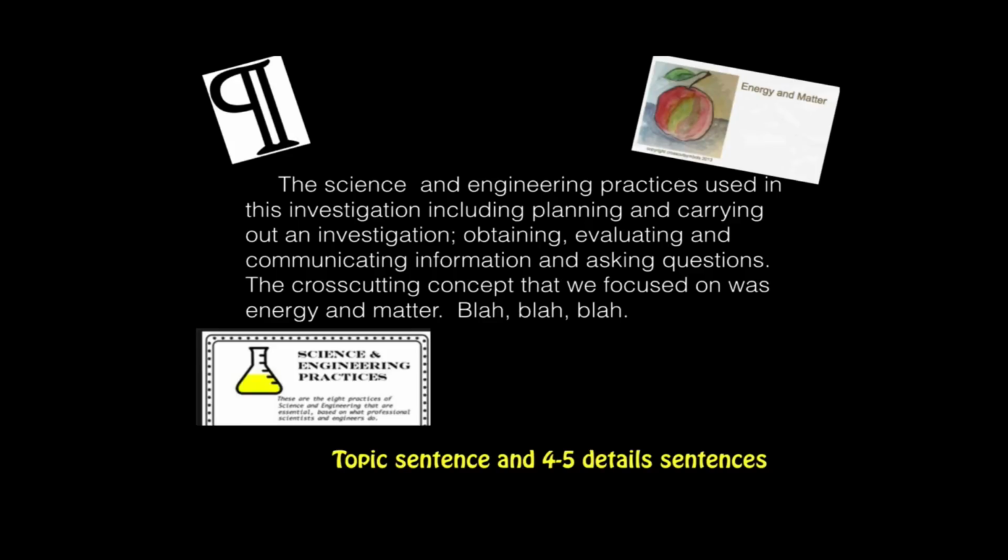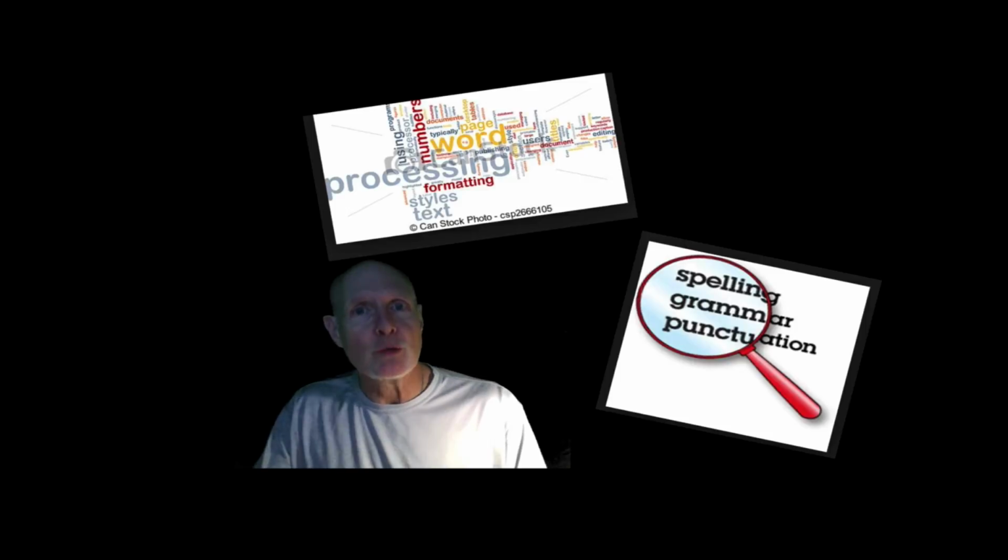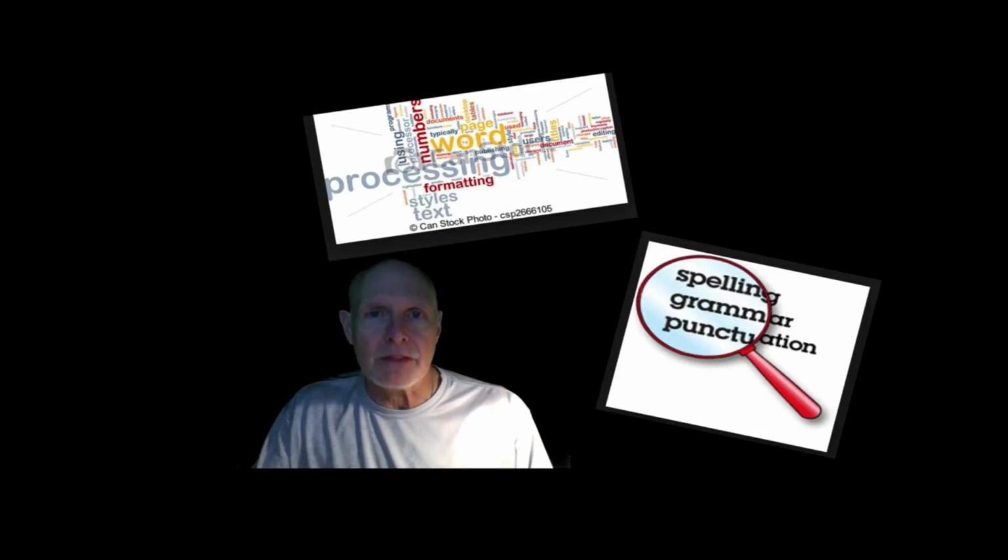Here's an example that you can see right here. Science and engineering practices used in this investigation included planning and carrying out an investigation, obtaining, evaluating, communicating information, and asking questions. And then the cross-cutting concept that we focused on was energy and matter. And again, blah, blah, blah. You need more details to fully explain the cross-cutting concepts and the science and engineering practices that were utilized in that investigation.